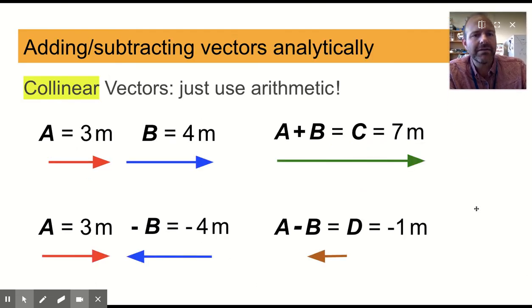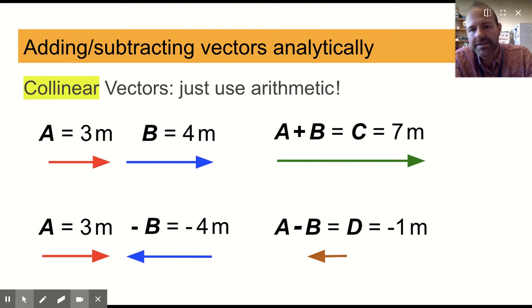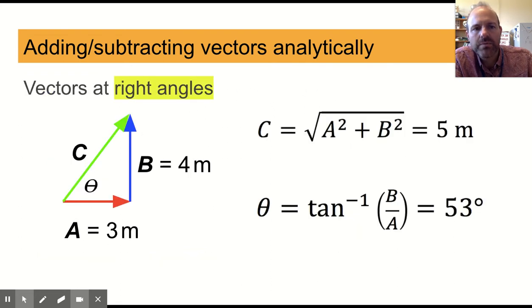If we're adding and subtracting vectors analytically, instead of having to draw them, and they're collinear, that means they're in the same line, you can just add them up. 3 meters plus 4 meters equals 7, or 3 meters minus 4 meters is a negative 1 meter, right? That works pretty simply. But of course, vectors in just one dimension didn't really need all of this. When we're talking in 2 dimensions, there's a couple of scenarios, and this is our most common, that they're at right angles. We have something in the x direction and the y direction, 3 meters and 4 meters.